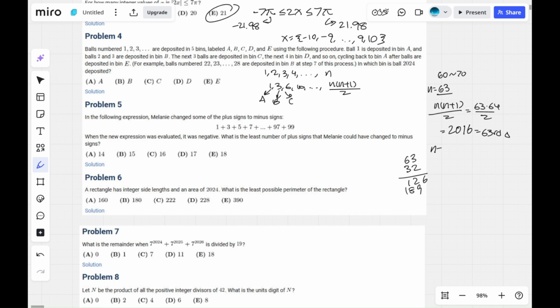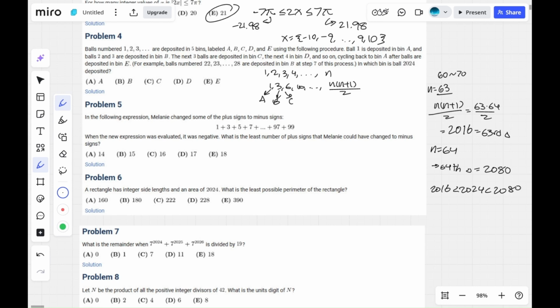And then when n is equal to 64, the 64th triangular number is equal to 2016 plus 64, which is 2080. So we see that 2016 is less than 2024 is less than 2080. So this means that the 2024th ball is deposited during the 64th deposit, because that's the upper bound that we need.